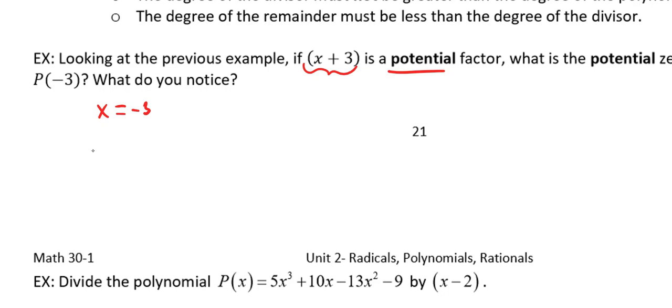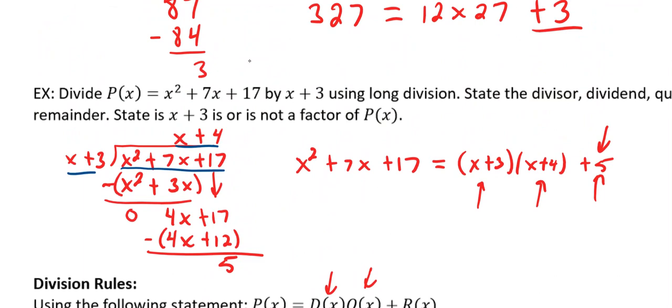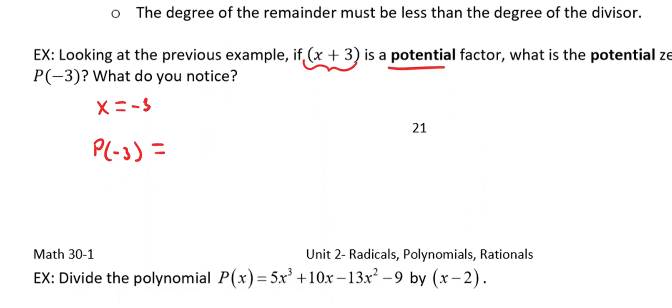Okay, so if we put this in now, p of negative 3, we'll put negative 3's in everywhere that there was x's in our original function, this one. So then that would just be negative 3 squared plus 7 times negative 3 plus 17. And we'd end up getting that equal to 5.